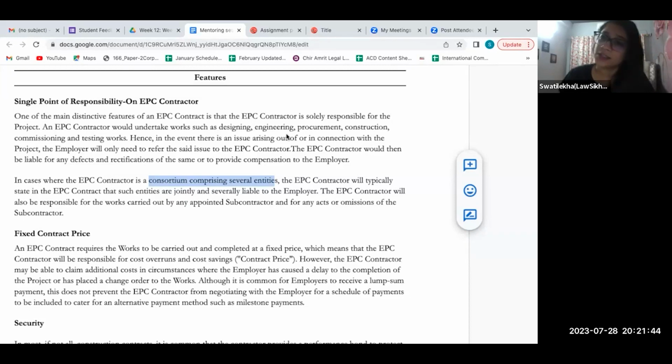Vivek, only in case of consortium. When there is a consortium, when there is more than one contractor involved, in that case, joint and several liability has to be there. Got it, Vivek? Yes, sir. Correct. Yes, sir, Govind, correct.